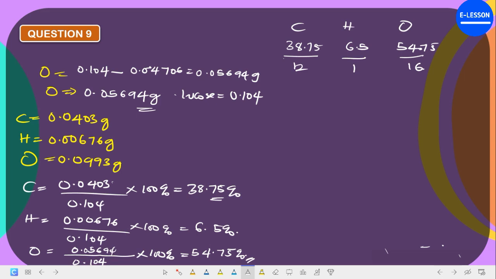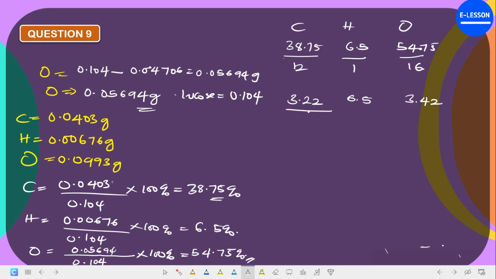Now when you divide, 38.75 divided by 12 will give us 3.22. 6.5 divided by 1 is still 6.5. Then 54.75 divided by 16 is going to give us 3.42.